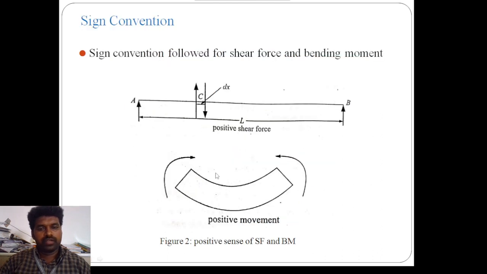Sign convention. Sagging is positive bending moment and hogging is negative bending moment. This is the sign convention followed for the shear force and bending moment diagram. So here the load is acting and the shear force is calculated. For positive shear force and positive moment, the load is acting as sagging.